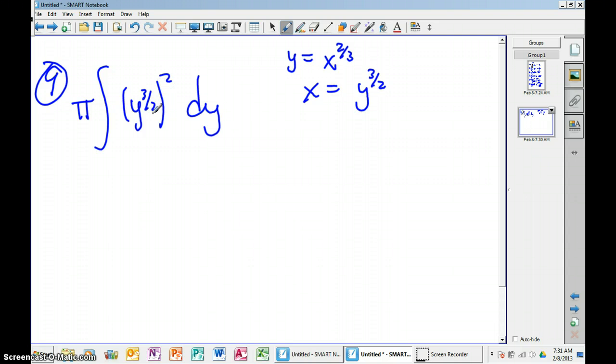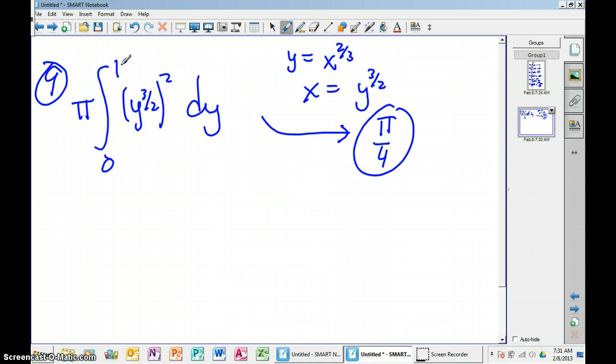And when that happens, the 2's will go away, so it'll just be y cubed you'll be working with. And that answer turns out to be pi over 4. Oh, and the limits, by the way, I didn't show you the limits, it's from 0 to 1. And the last one you had to do for disks was number 10. And number 10, for disks, you can see by the picture, once again, it's dy, and it's going to be from 1 to 4.